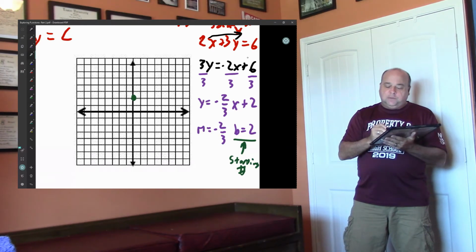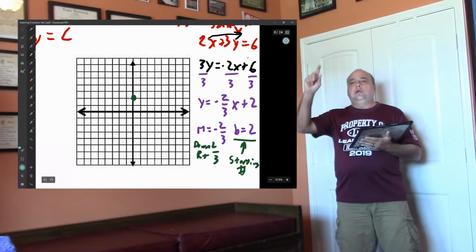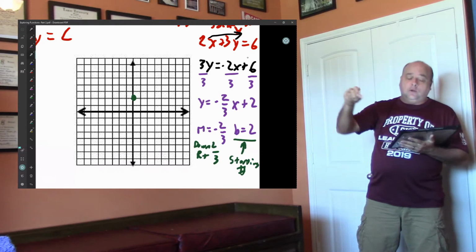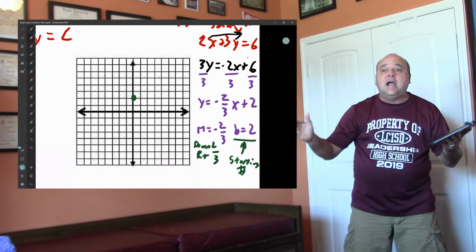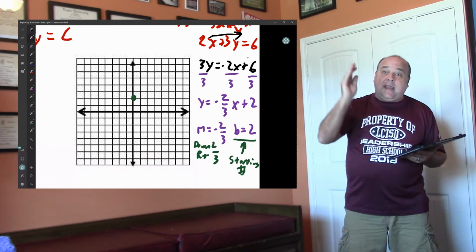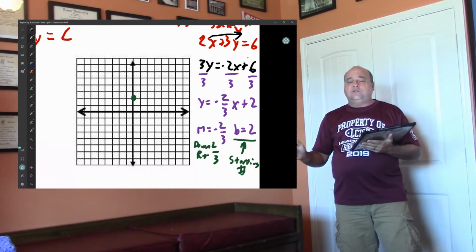The slope tells me to go down 2 and right 3. The slope tells you to go up or down to the right. Since the slope's negative, I'm going to go down. So from this dot, all you have to do is count spaces. This is not hard. There's no math. Count the spaces. And we're going to make the slope go all the way across this grid.